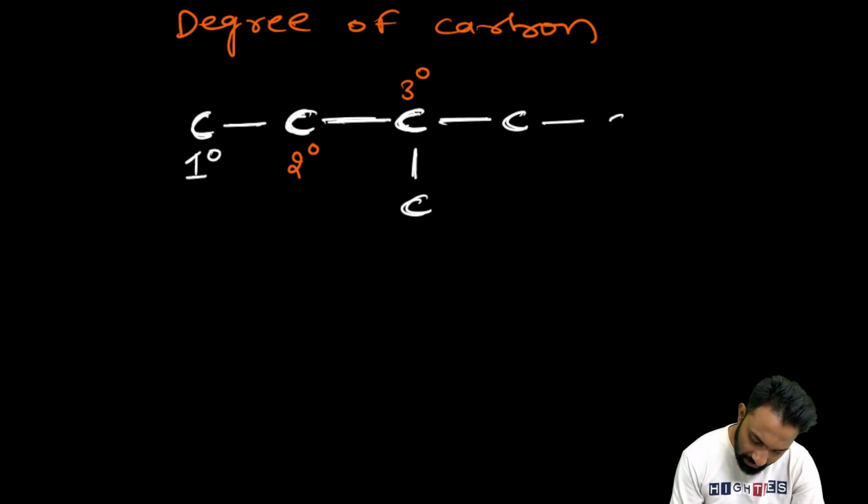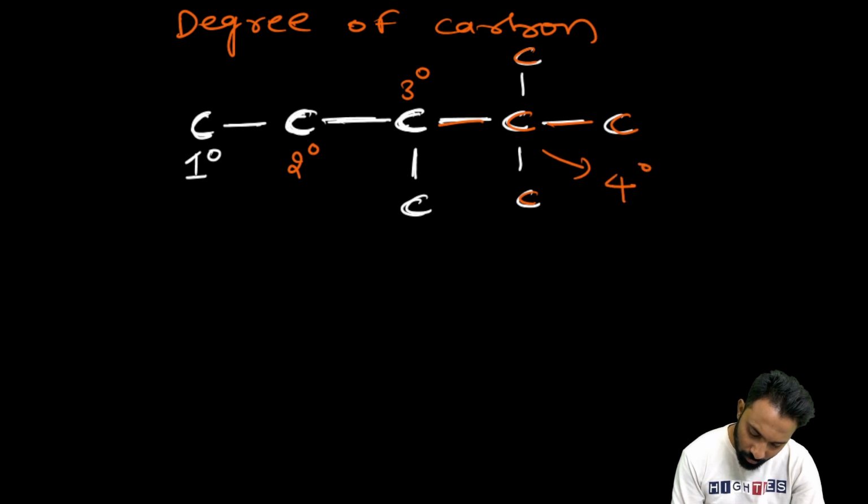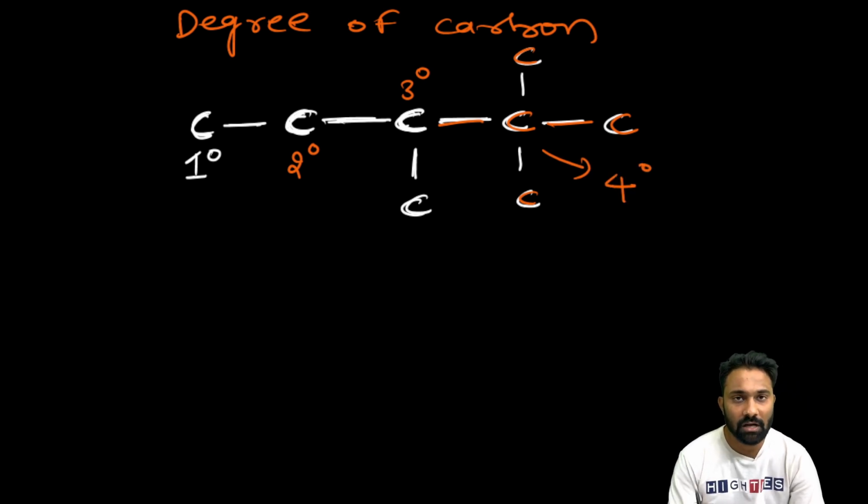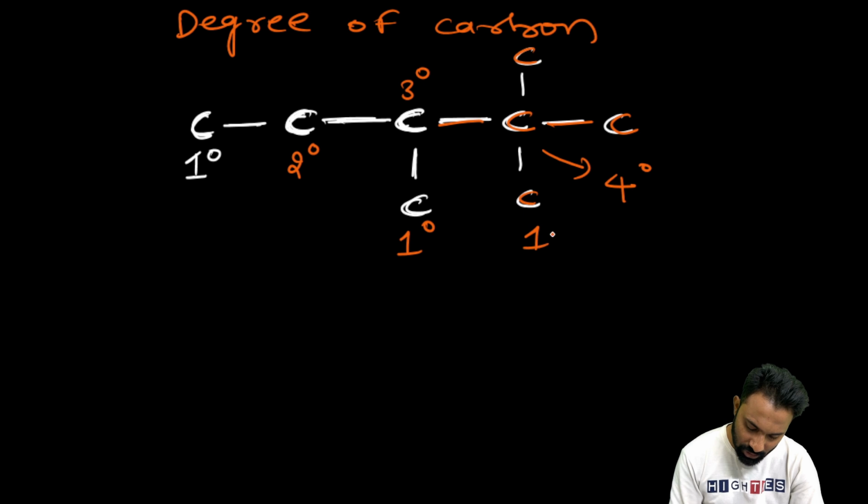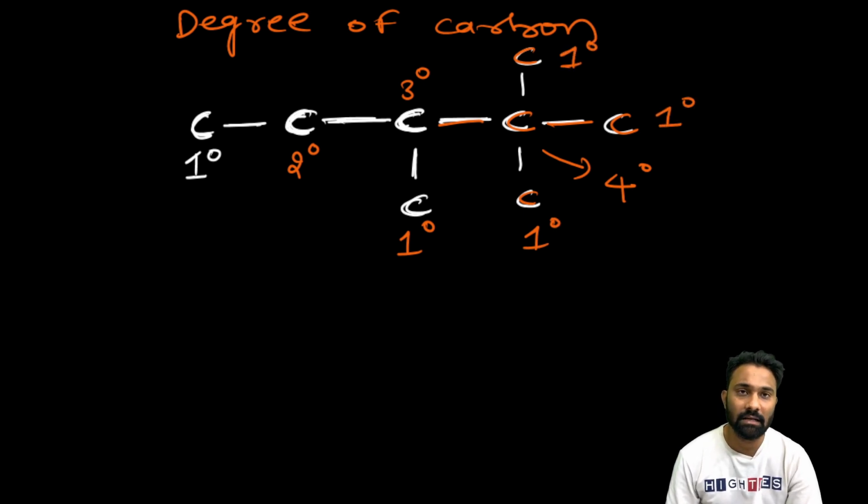Clear? Now, again I will extend this carbon in this manner. Now, you see, this carbon has been attached with 4 other carbons, 1, 2, 3, and this is 4. So this we call a 4 degree carbon. If the carbon is attached with 4 carbons, quaternary carbon. If attached with 3 carbons, tertiary carbon. If attached with 2 carbons, secondary carbon. And if attached with 1 carbon, primary carbon. And this is also attached with 1 carbon, so primary carbon. This is also primary carbon, and this is also primary carbon. Clear?